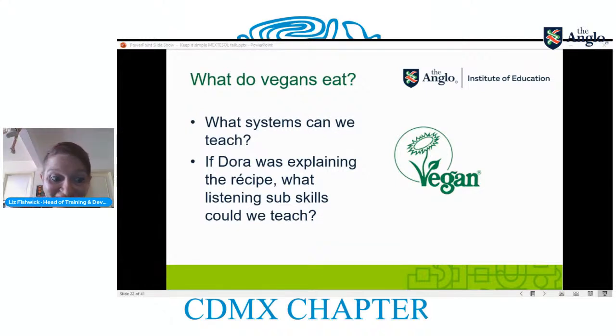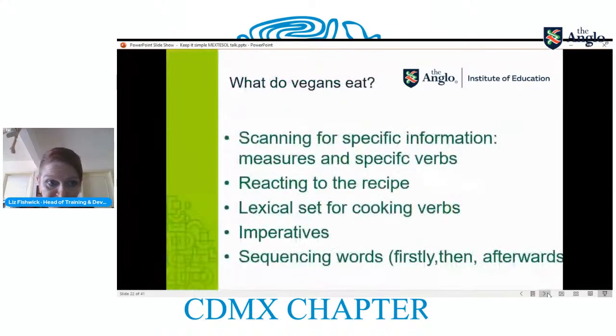Yep. Okay, so let's see some of the ideas which I thought of. Okay, then. And what we've got here is, again, they can scan for specific information, measures and verbs. We've got reacting to the recipe, lexical sets for cooking verbs, imperatives, and sequencing words. So we'll mention markers. I think that's actually quite a useful way to exploit a recipe video.